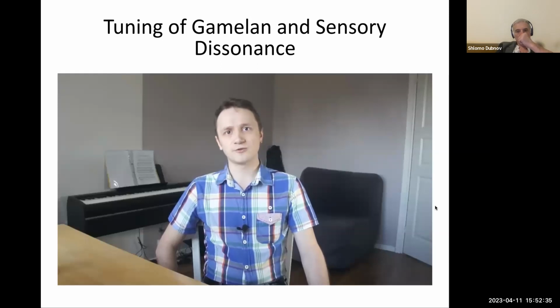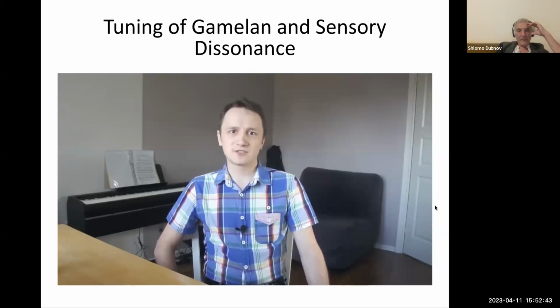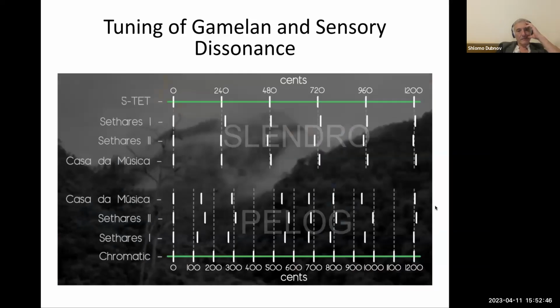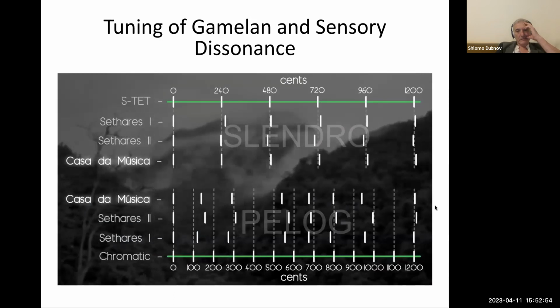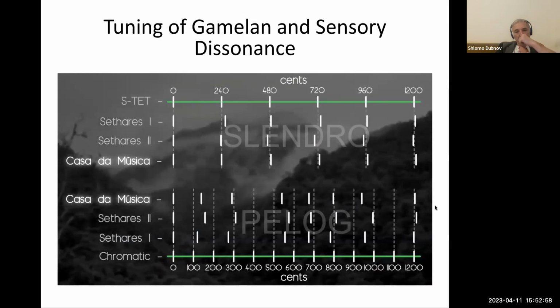Gamelan masters don't use tuning forks but rely on their memory, and may use famous gamelan as a reference for making tuning decisions. Therefore, tuning differs between different ensembles. Here are values for average tunings for two different gamelan ensembles taken from the book Tuning Timbre Spectrum Scale, and a third tuning I measured myself using free sample library for contact from Casa da Musica.